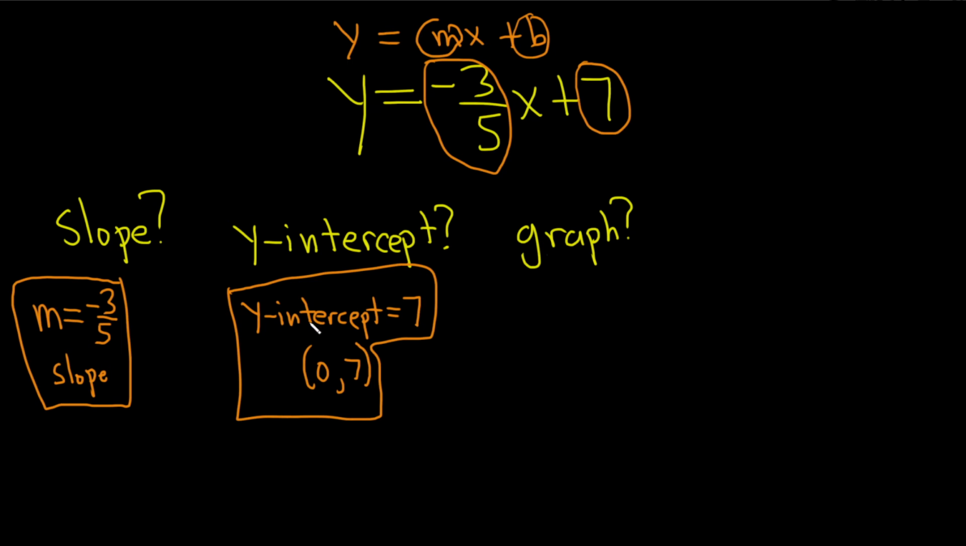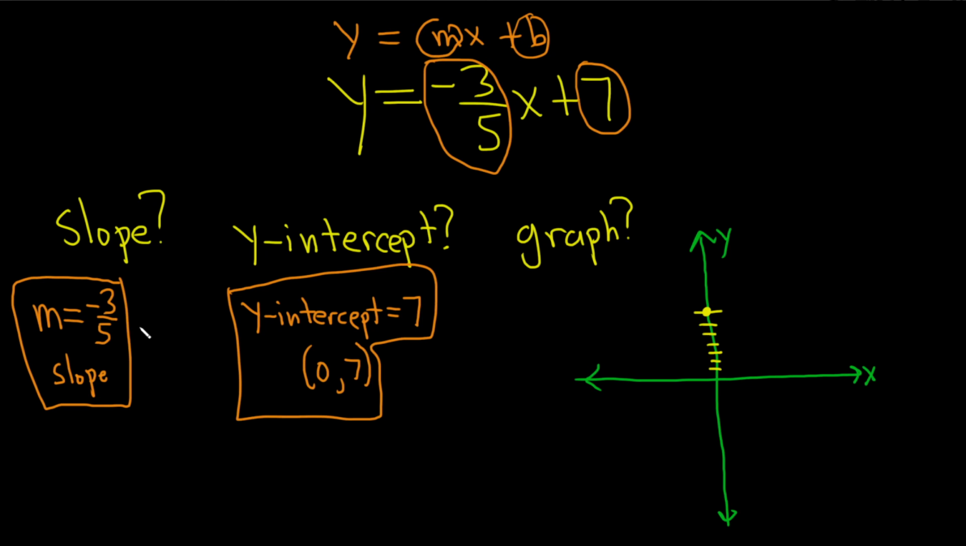And now we're going to use these two pieces of information to give a rough sketch of the graph. So here's the y-axis, and here is the x-axis, so x. And this is our y. And we'll start by plotting (0, 7). So I'm going to use really small tick marks here. So 1, 2, 3, 4, 5, 6, 7, right? (0, 7) is right there.